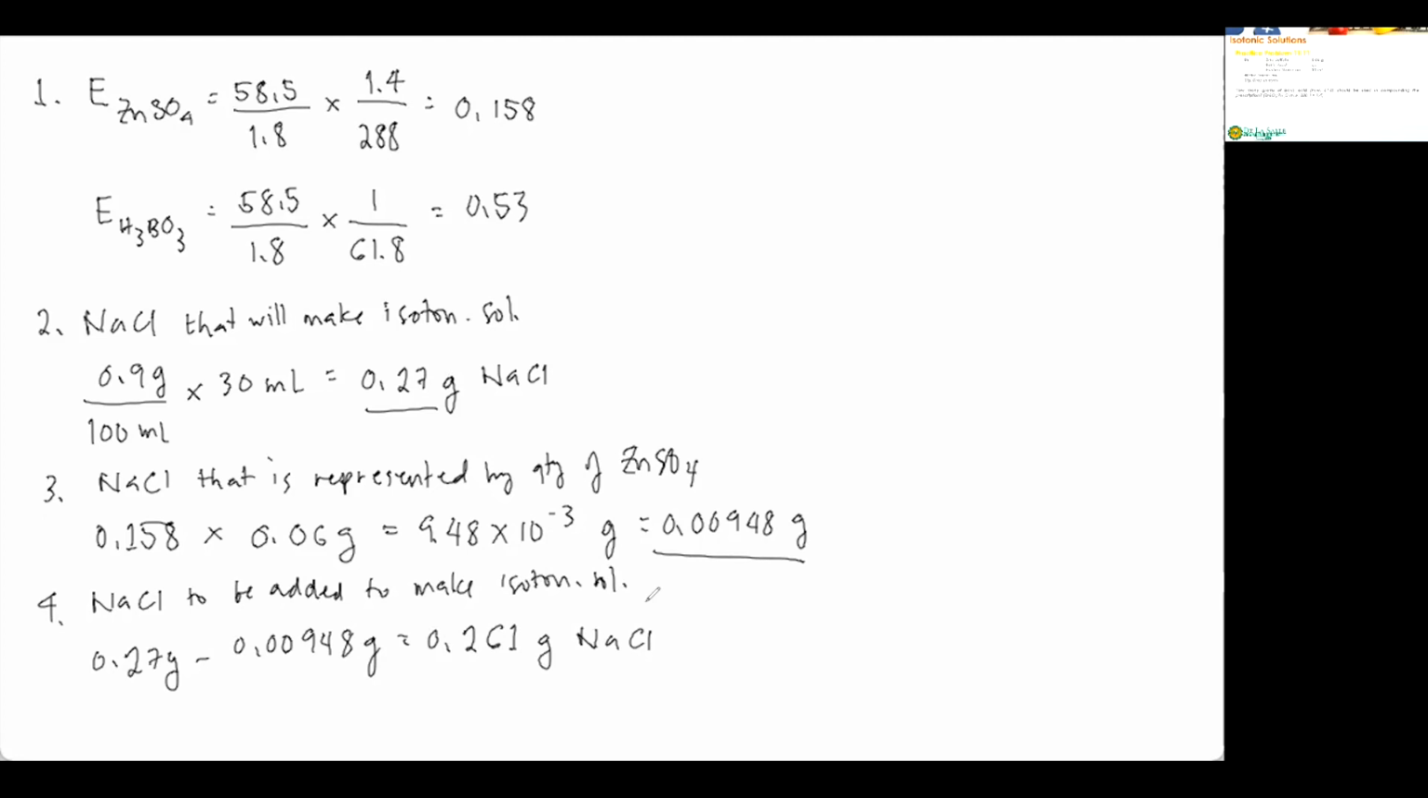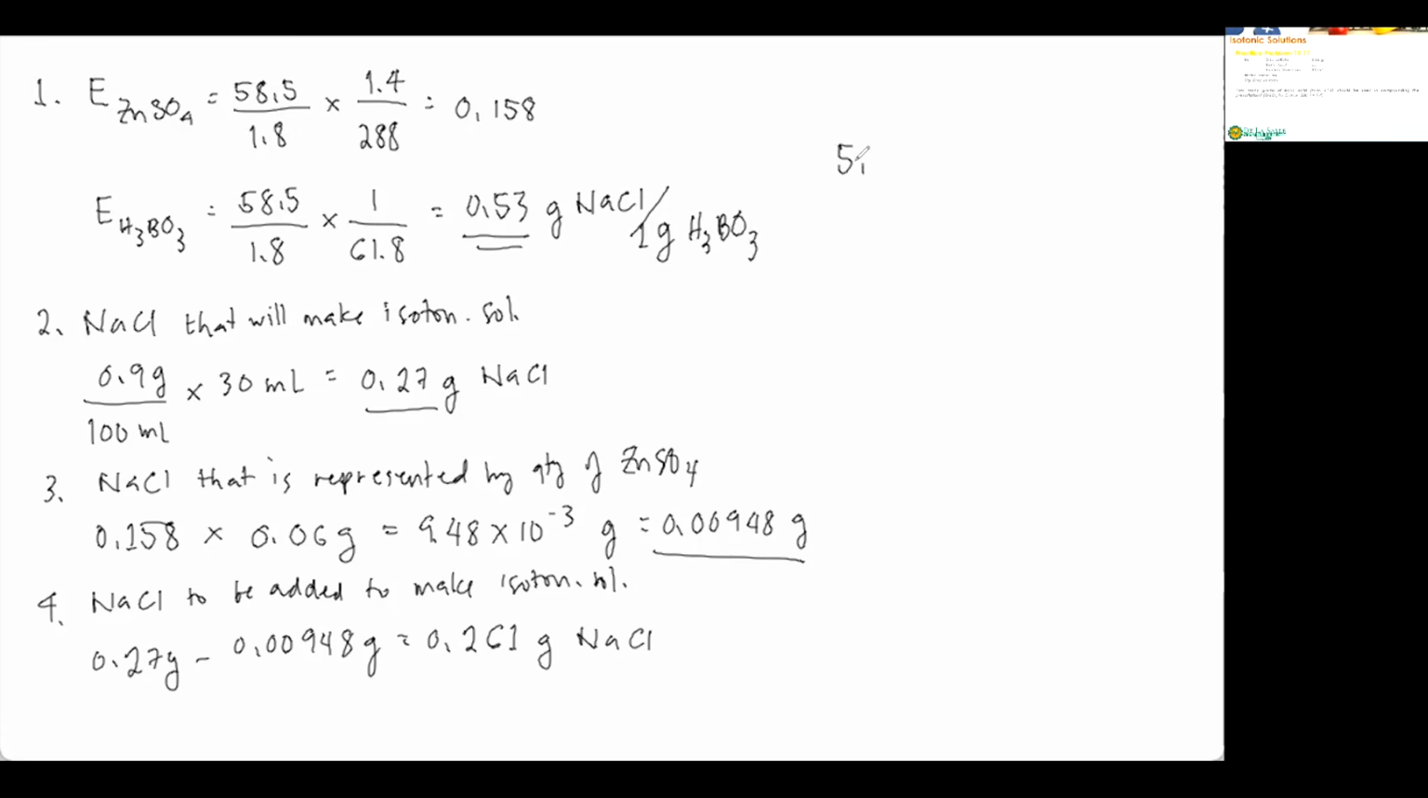However, in the formulation, we will not be using sodium chloride as a tonicity adjusting agent, but instead we will be using boric acid. Take note that boric acid has an E value of 0.53, and this essentially means 0.53 grams of sodium chloride are represented by 1 gram of boric acid.